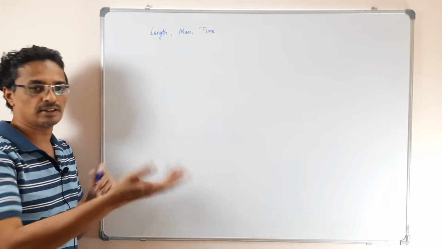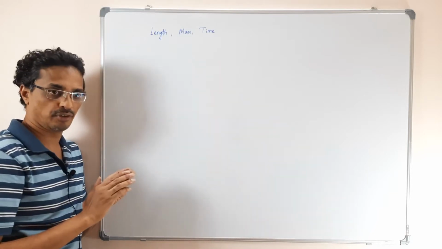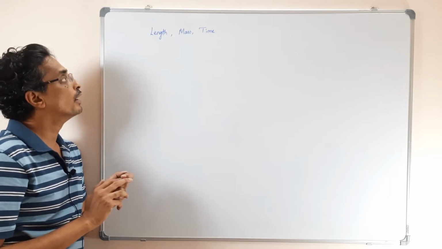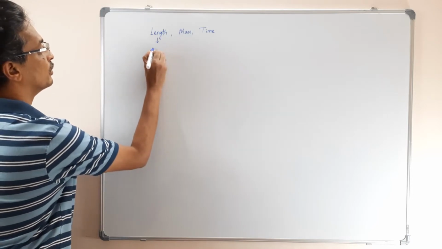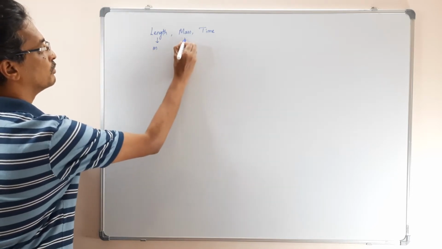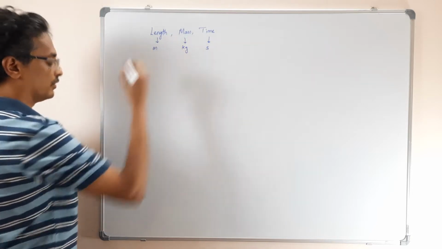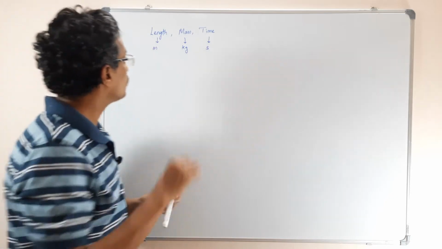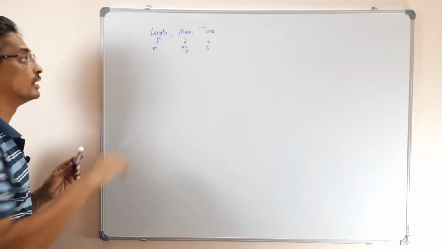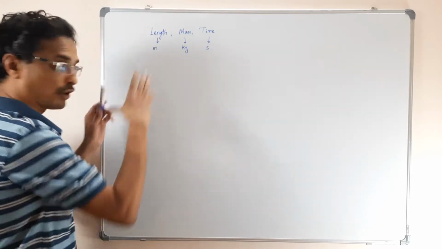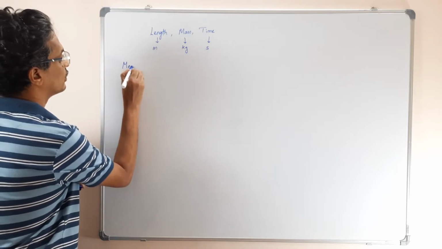Other things like current came much later. So let us look more into these 3 units. What is the SI unit for length? The SI unit for length is meter, symbol m, for mass it is kilogram, and for time it is second. Now let us look one by one at these fundamental quantities and how we are going to measure them.